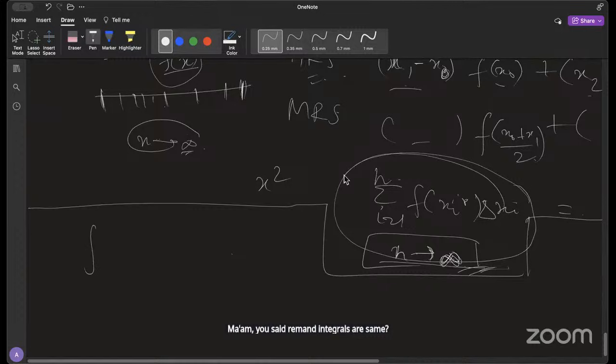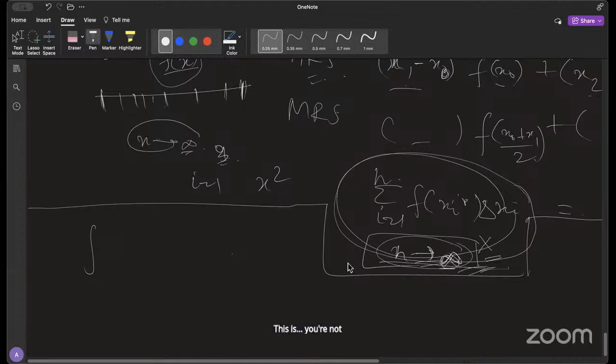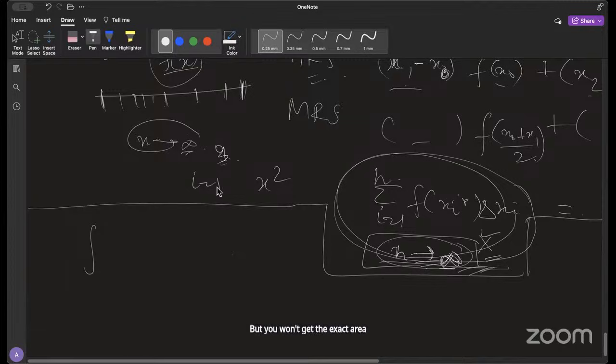Riemann integral is this thing, where you take n tends to infinity. You don't have to think about this. It gives you the exact area under f. But if you don't take n tends to infinity, and instead you take i varying from 1 to, say, 4 or 3, a finite number, you're not taking infinity here. That's why you're getting the exact area. You're not putting a bound on the number of subintervals of the given interval. That's why you get the exact area. But you won't get the exact area if you take from 1 to 3.